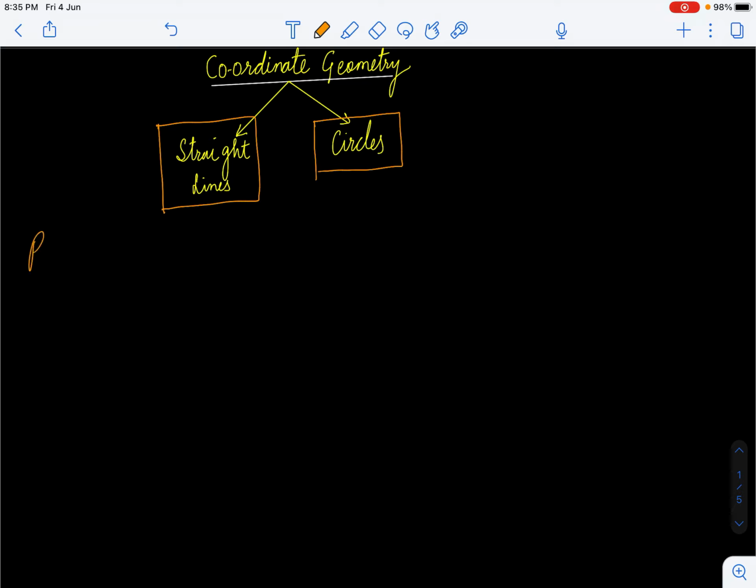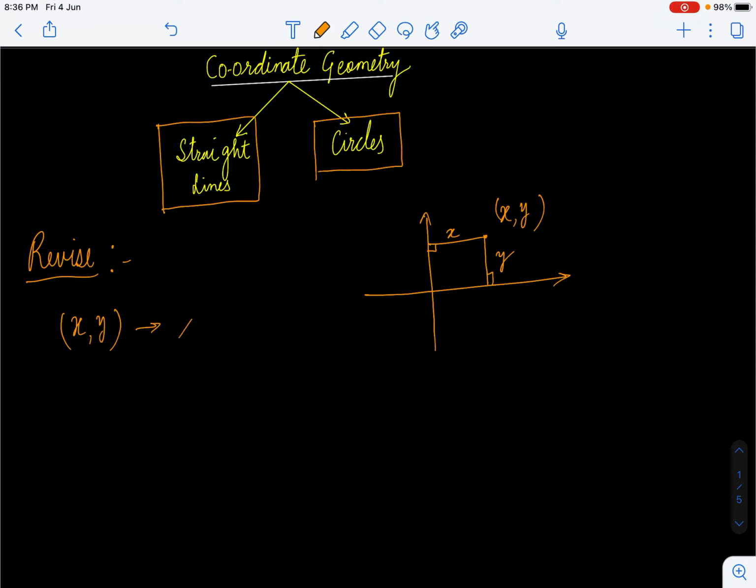So first thing that we will do is we will revise basically what you have learned in year 9 and year 10. So what you have learned is you have coordinate axes, you have a point x comma y. So it means this distance is x and this distance is y. Sometimes we call this the xy coordinate or Cartesian coordinate. This is my x-axis, this is my y-axis.